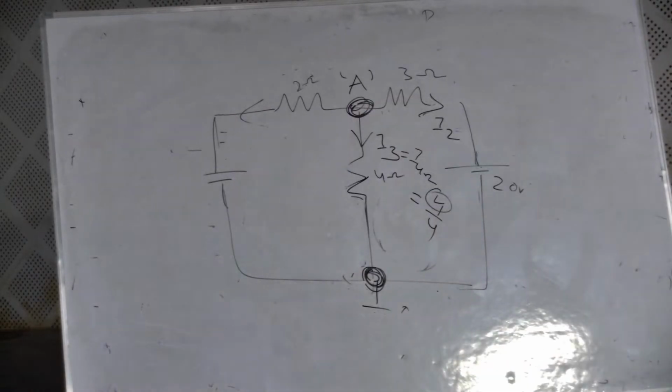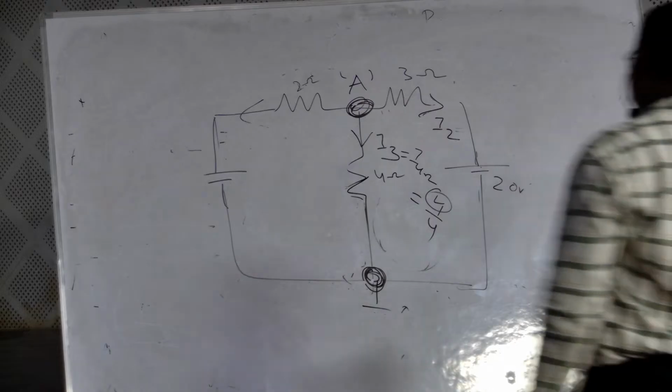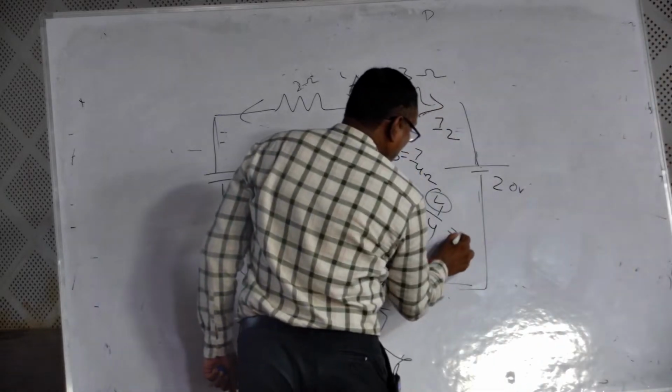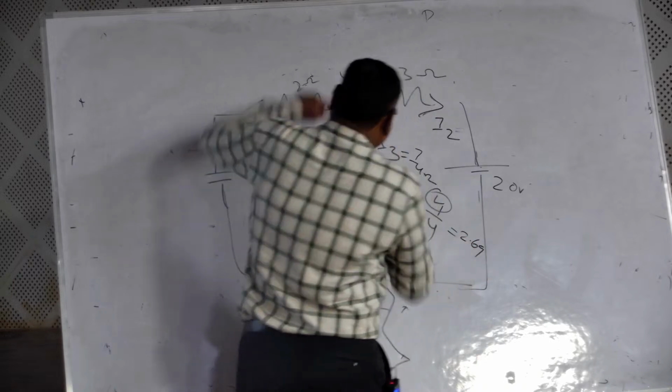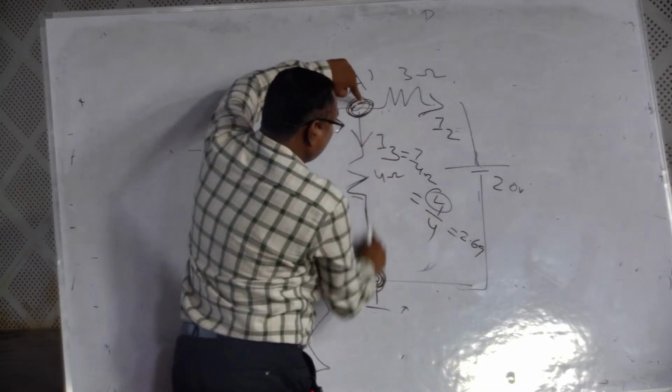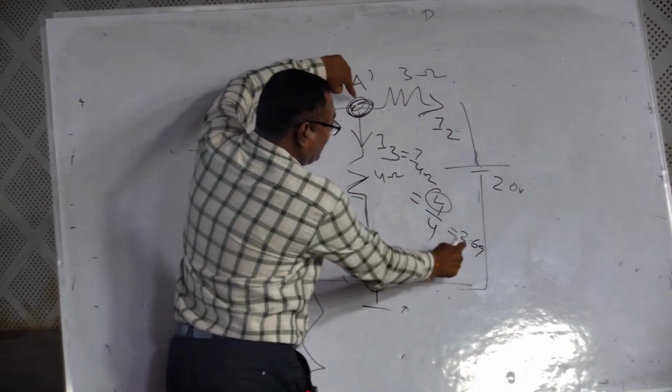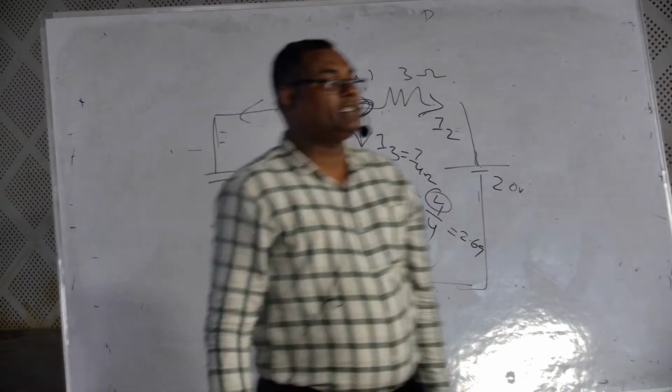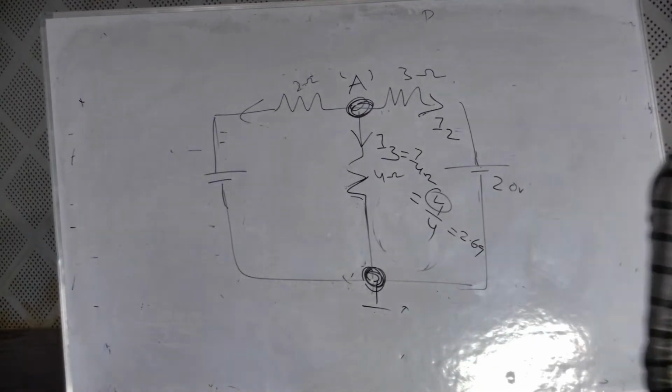Therefore, the current through 4 ohms, I4 ohms, is equal to V1 by 4. What is the answer? You got it? 2.69. This is the current flowing through this one, 2.69 amperes.